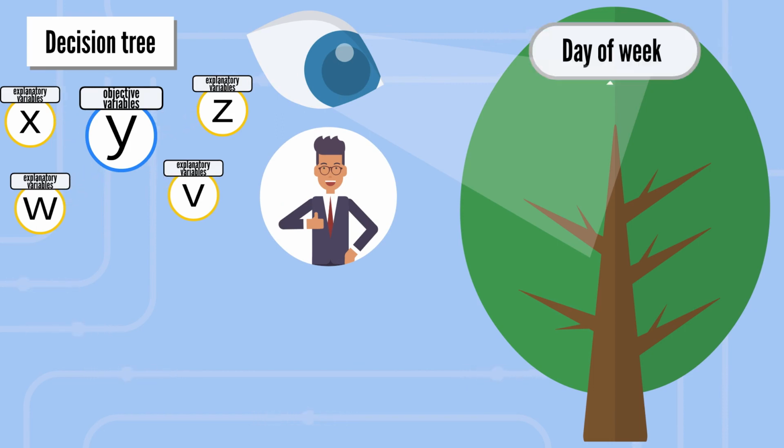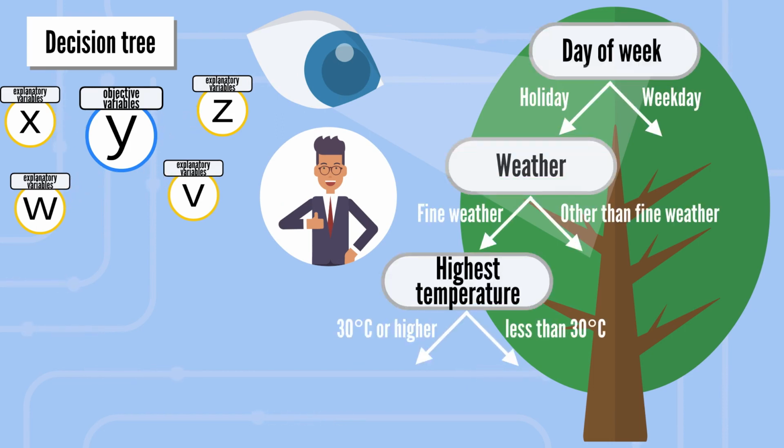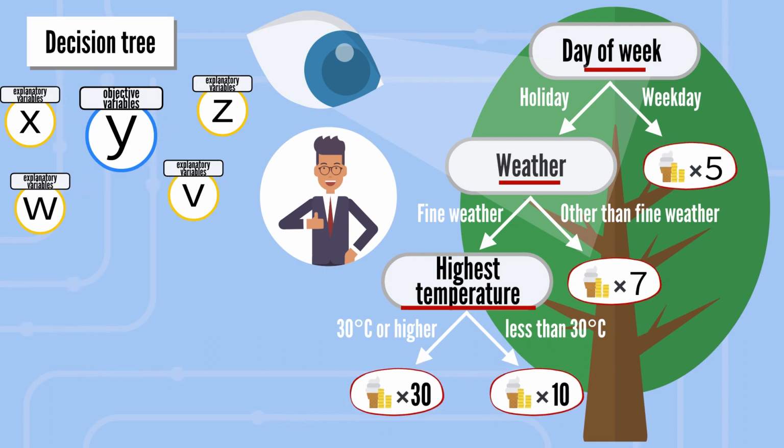For example, it is assumed that during holidays, ice cream sells well when the weather is sunny, the temperature is above 30 degrees. The content and level of the explanatory variables at the branches of the decision tree are set so that the objective variable can be classified with the highest precision. For example, in the case of ice cream sales mentioned above, the sales are said to be greater.